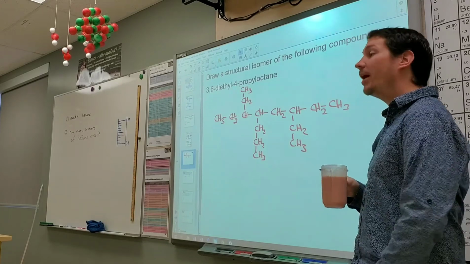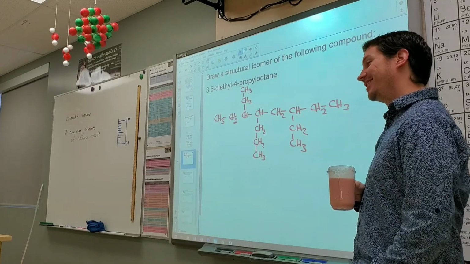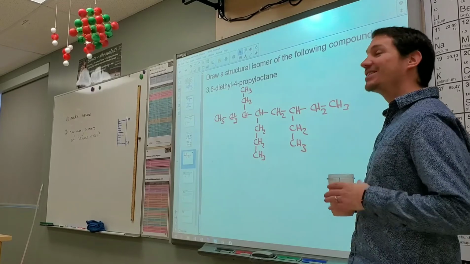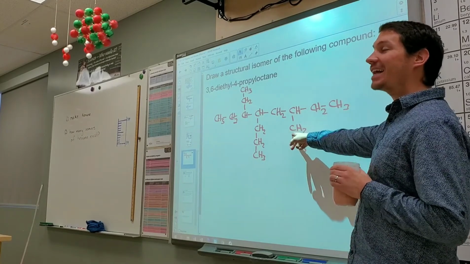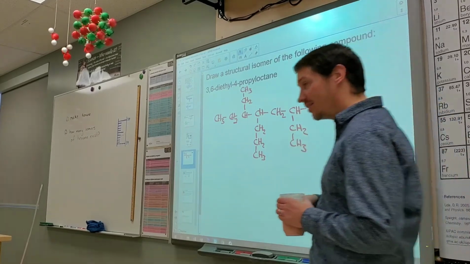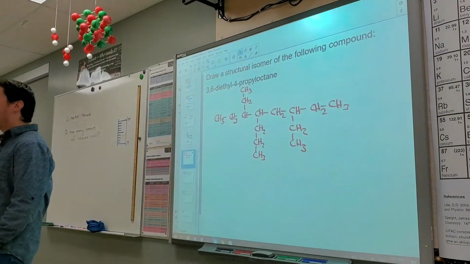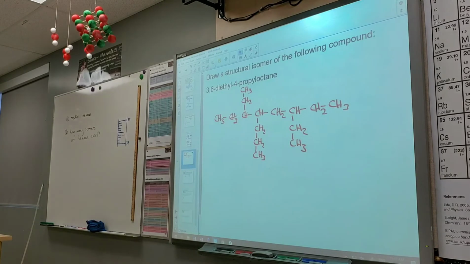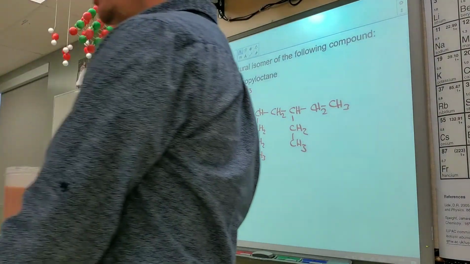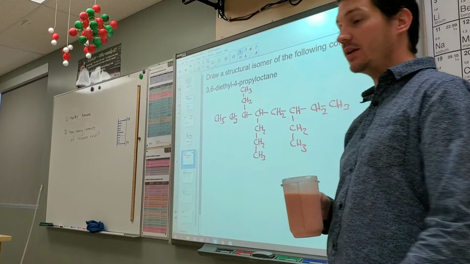Yeah, sure. As long as you don't draw the exact same thing, you're fine. As long as it has the same number of carbons and the same number of hydrogens, then you'll be okay. Yeah, sure. That's a perfectly reasonable structural isomer, right? Yes. Totally.